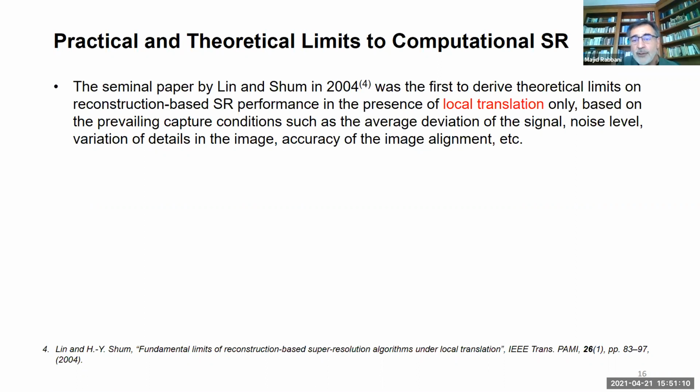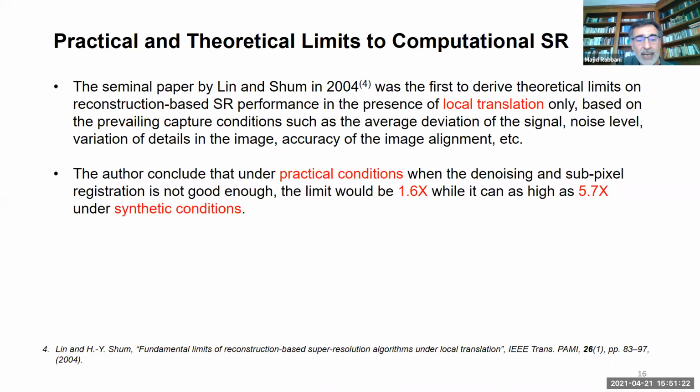And then they say, look, in real life, there are all sorts of issues in terms of the diffraction limit of the lens, the optical blur, the noise and modeling and all that. And they come to the conclusion that if you are only looking at local translation, you really cannot do, in a practical sense, better than 1.6x improvement in resolution. But theoretically, you could do 5.7x.